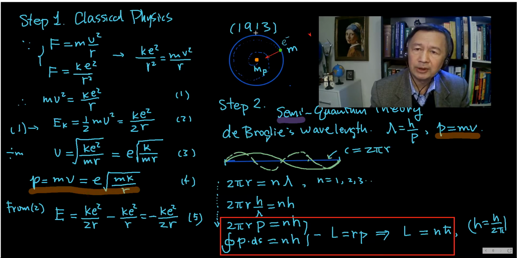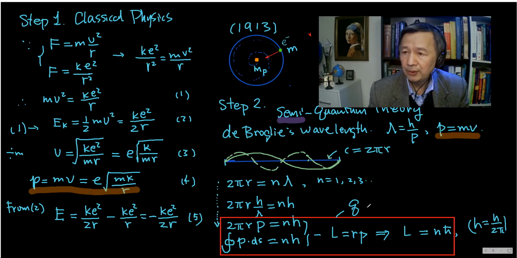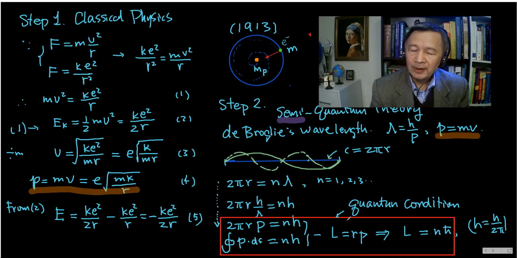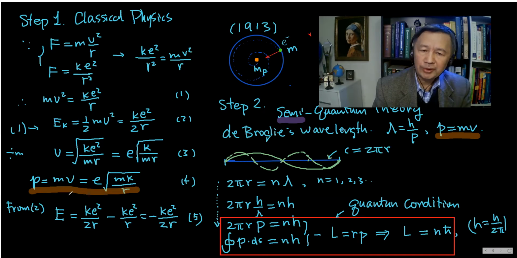We'll start from the quantum condition here. It's very important, although it's empirical. By applying Bohr's quantum condition, the total energy can be solved.